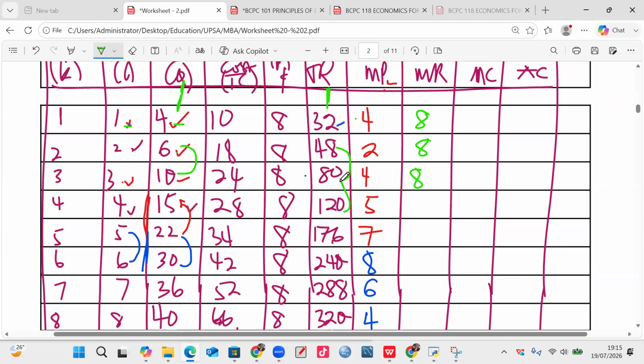120 minus 80, then 15 minus 10. It's also 8, right? You have 40 over 5. 40 over 5 is 8. Hey, are you guys trying your hands on it? Yes. 176 minus 120 divided by 22 minus 15. What do you have?